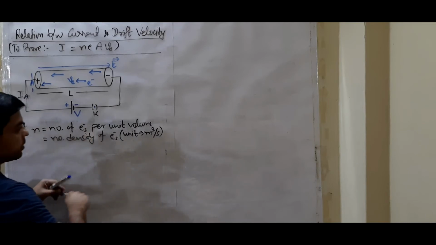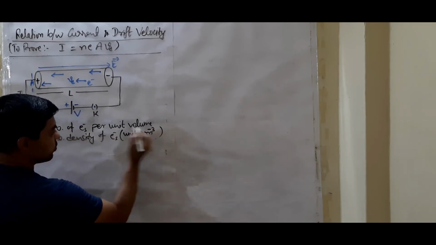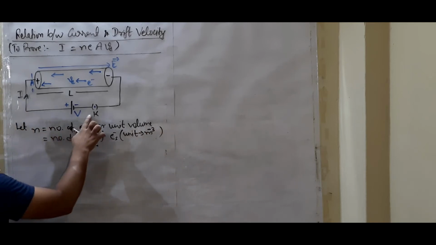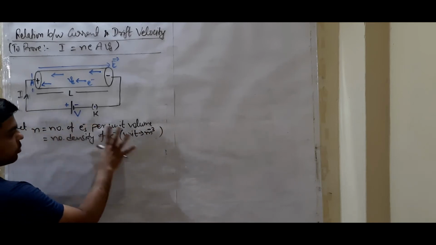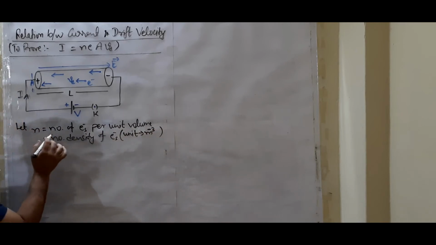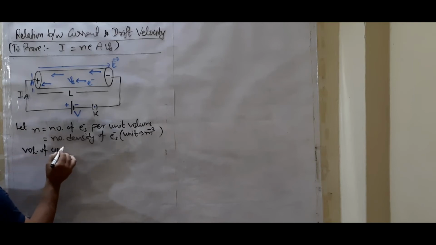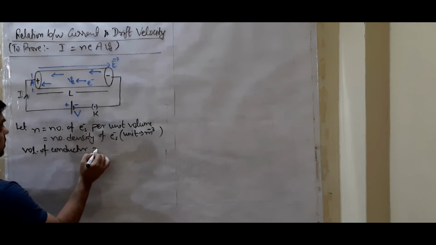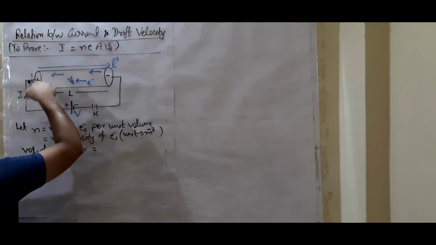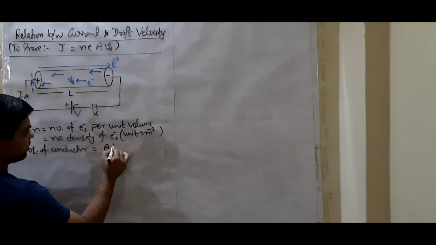Number of electrons per unit volume means per meter cube, meter inverse cube. Number per unit volume: for number, no unit; for volume, it is meter inverse 3. Then we are assuming the volume of the conductor. The conductor is cylindrical, so the volume is pi r square h. Pi r square is A, h is L, so AL will be the volume.